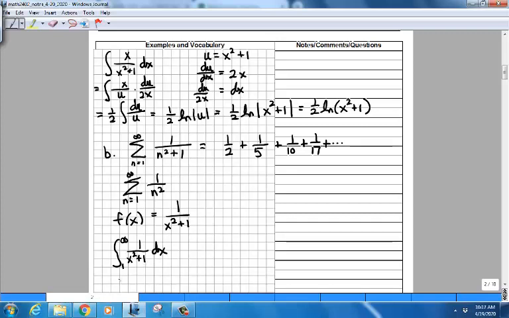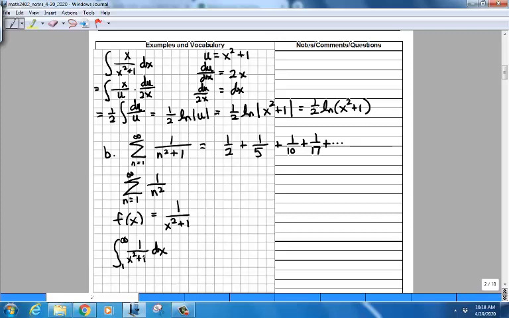And if that improper integral converges, then the original series converges. If that improper integral diverges, then the original series will diverge. But I have to, again, make one check. I have to make sure that this function 1 over x squared plus 1 is always decreasing when x is bigger than or equal to 1.